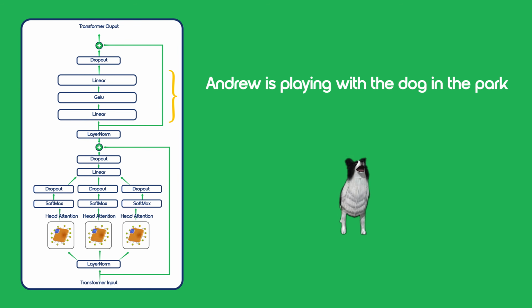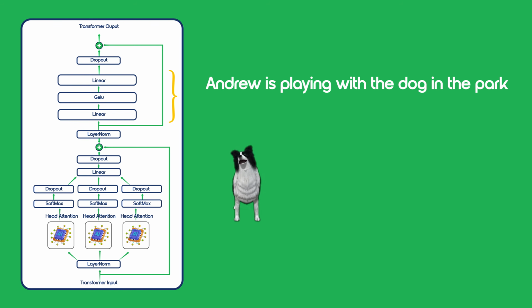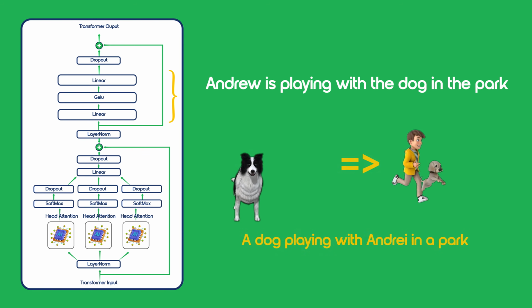Now the feed-forward network comes into play and does this. The vector for dog already includes influence from Andrew, playing, and in the park. The feed-forward network passes it through the first linear layer, which increases the dimensionality of the vector, giving it more mental space to think. The GELU function activates relevant features or signals like an animal involved in playful activity outdoors. And then the second linear layer compresses the activated information into a compact, refined representation, now more meaningful and abstract. We have the following result. The vector for dog no longer just means a dog. It now means a dog playing with Andrew in a park.